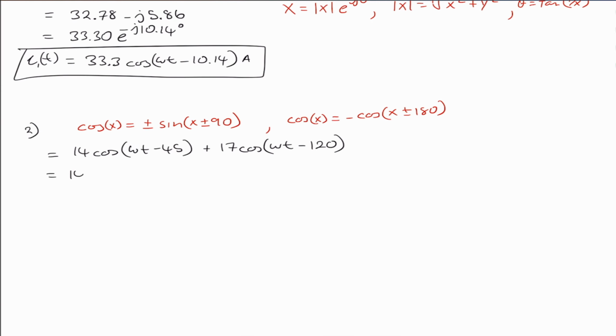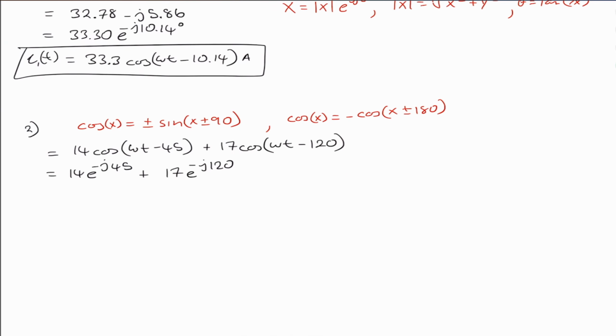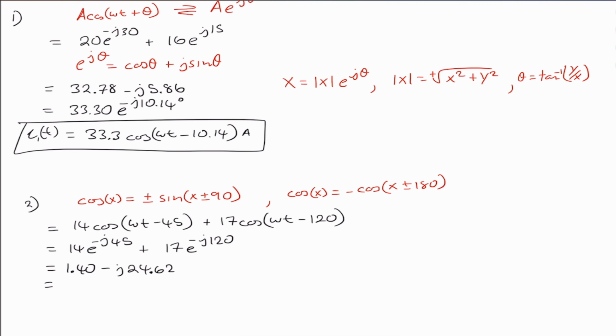So this is now equal to 14 times the complex exponential e to the j minus 45 plus 17 times the complex exponential e to the j minus 120. Then we can use the same Euler's identity and add our cosines and our sines together. And when we do that, we end up with 1.40 minus 8j, 24.62.